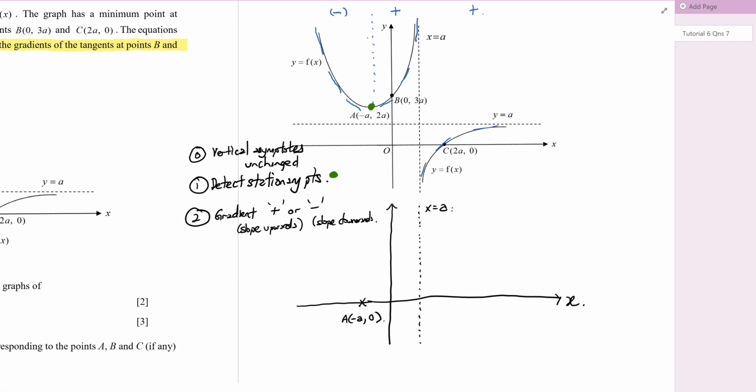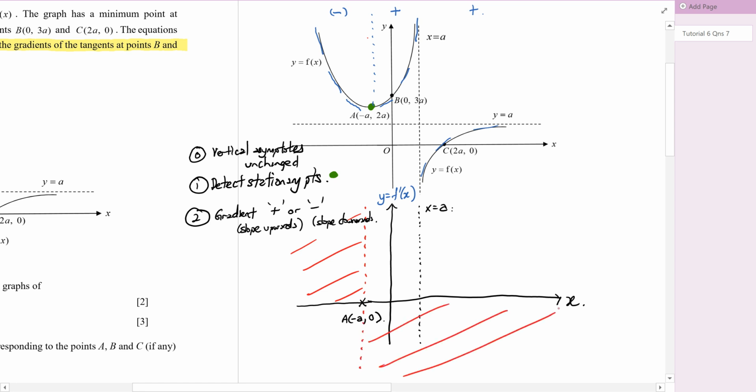I'm going to shade this area just to tell myself that I'm not going to draw anything here, because I'm drawing gradient graphs. I know the gradient in this region is negative, so it should appear here. Likewise, I'm going to shade this region away, just to tell myself not to draw anything here. My gradients for this side are going to be positive.